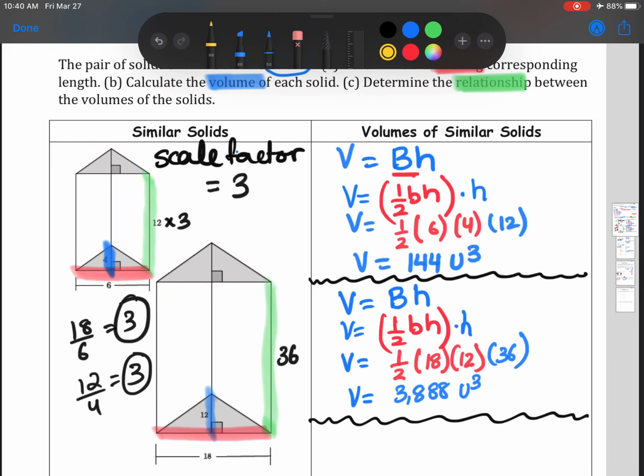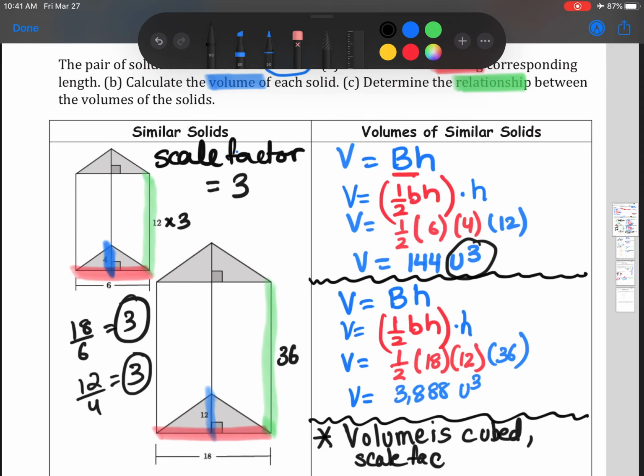So how do I determine the relationship? Okay, let's write that in your notes and this will make more sense. Remember, volume is what? Cubed. We always cube the volume, right? So what do you think we'll do to the scale factor too? Scale factor is also cubed. That's what it is. Volume is cubed, so the scale factor is cubed. I'm getting used to this pen.